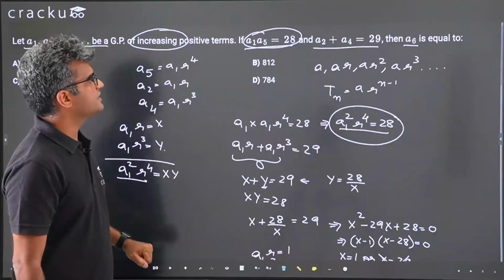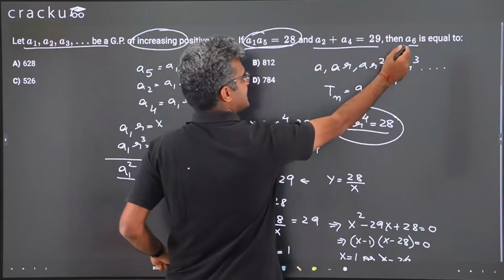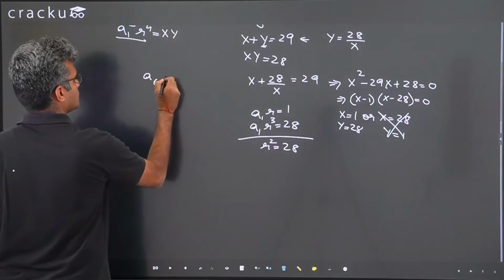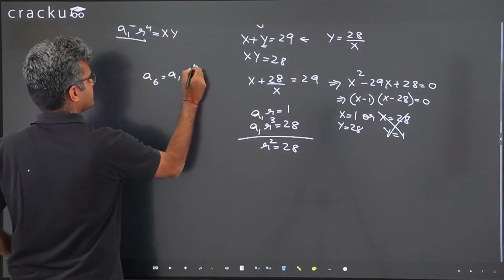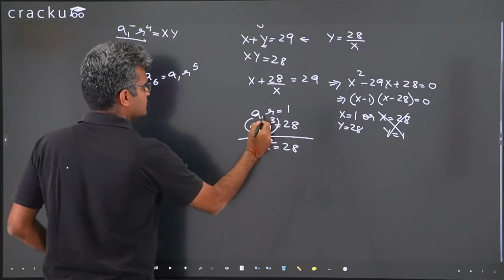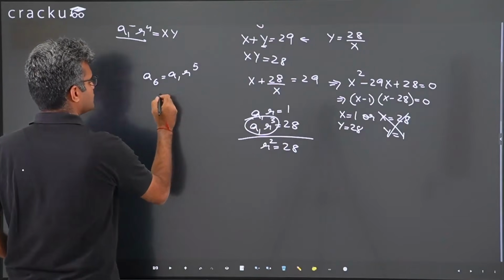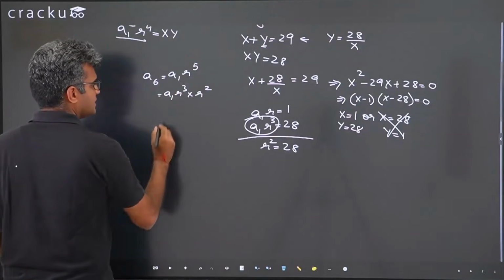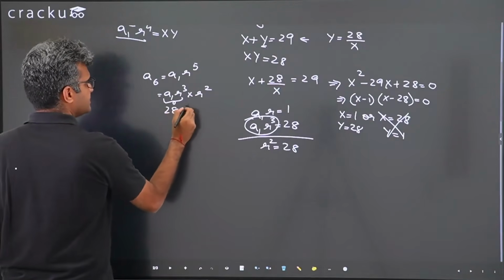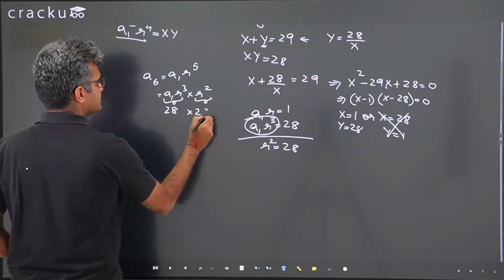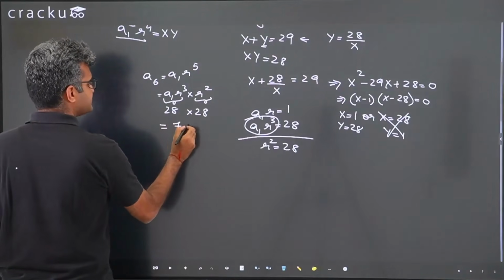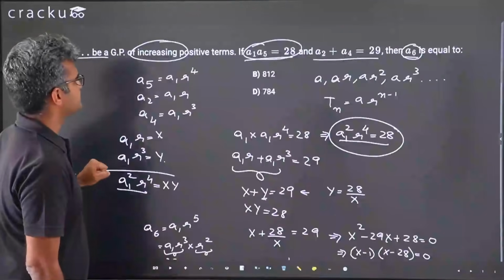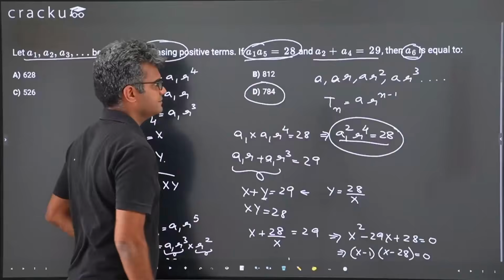What are we required to calculate? We are required to calculate the value of a6. a6 will be equal to a1 r to the power 5. Now we know a1 r cube is 28. So a1 r to the power 5 is a1 r cube into r square. a1 r cube is 28, and r square also is 28. So the sixth term is 28 square, which is 784. So the answer for this question is option D.